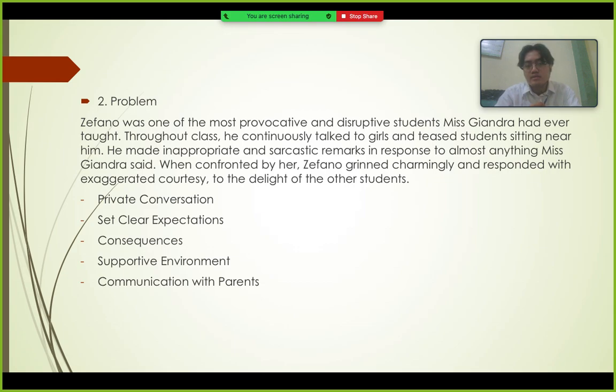By implementing these strategies, or this plan, consistently and with patience, I think Miss Giandra can help Jevano understand the expectations for behavior in her classroom and support him in making positive change.